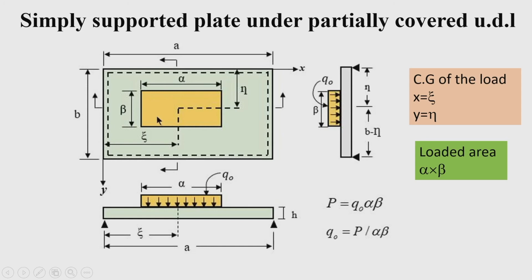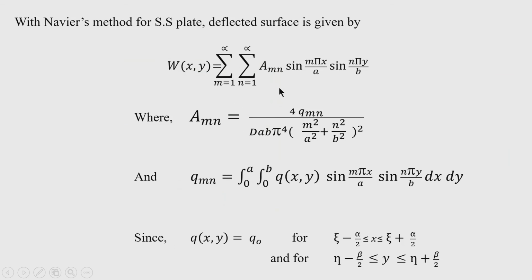So, again the load is uniform, having an area of alpha cross beta. That is the loaded area, and let us assume that the centroid of the load is located at the coordinates xi and eta. So, the x coordinate is xi and the y coordinate is eta for the center of the CG of the load. Okay. So, you can see the section here, it is not fully loaded. So, in that case how will we proceed? The procedure is the same.